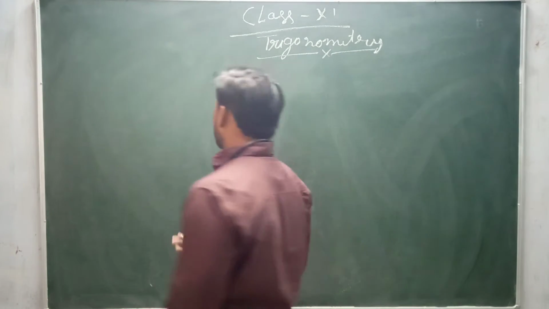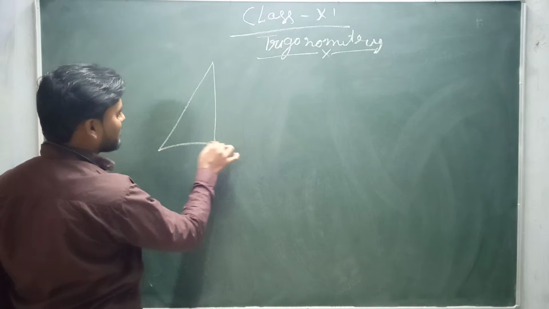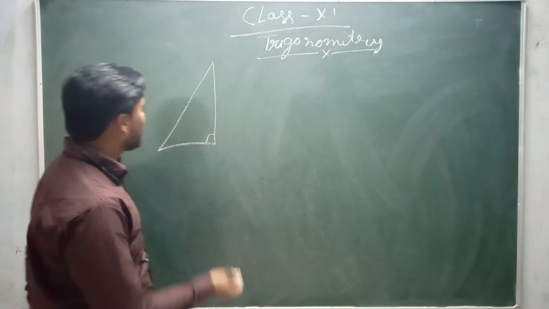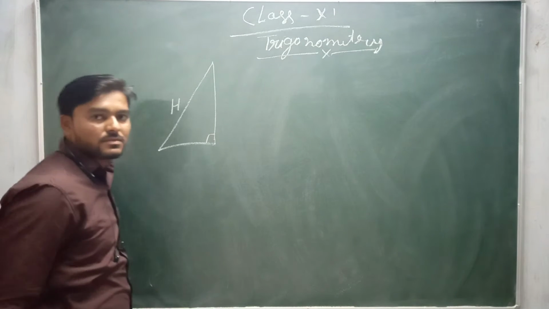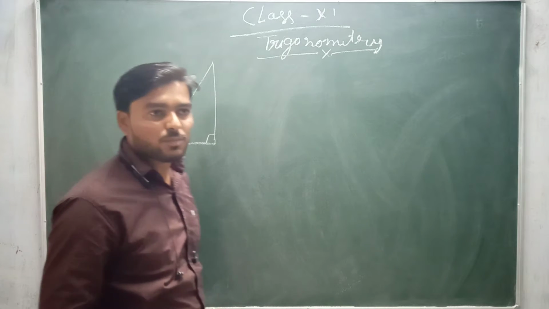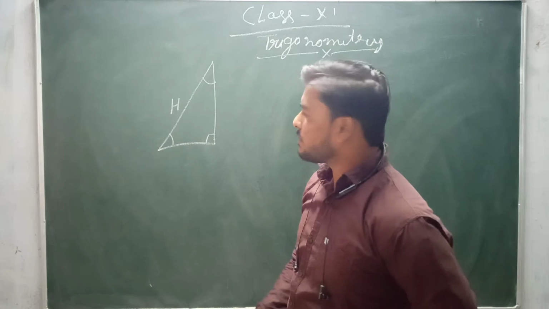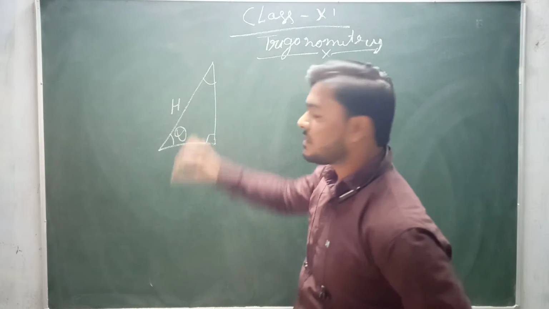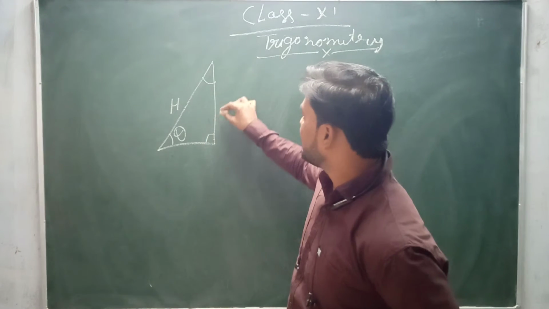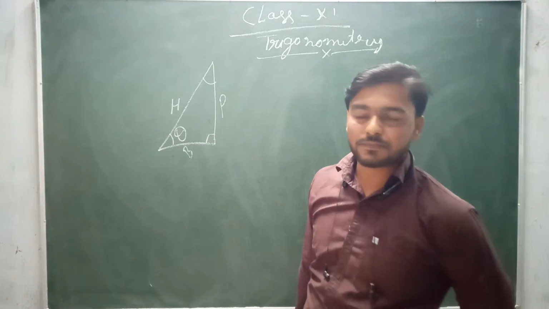As we know, there is a triangle. This is 90 degree. Everyone knows this is the hypotenuse. If we are calculating this angle, suppose this angle, let's call it theta. Then for this angle, this will be the perpendicular and this will be the base.